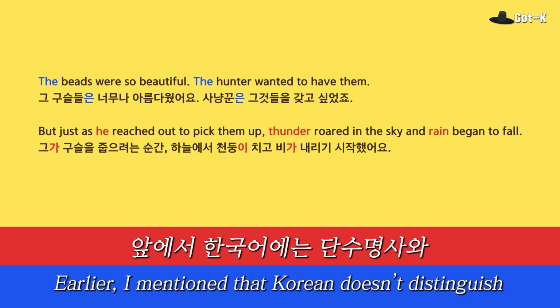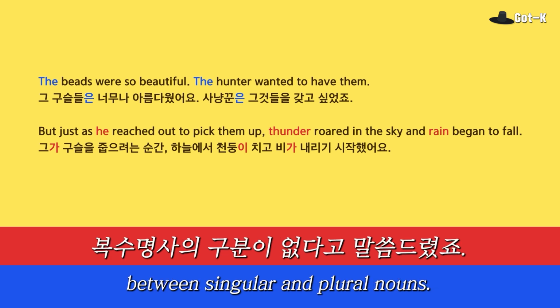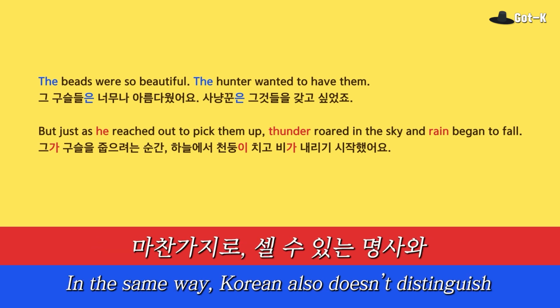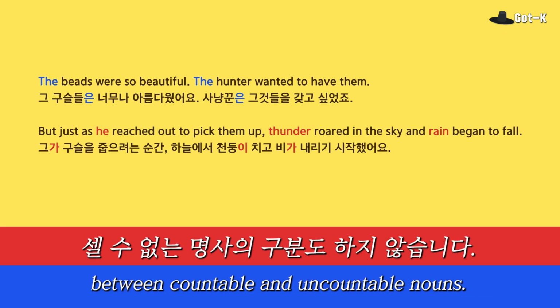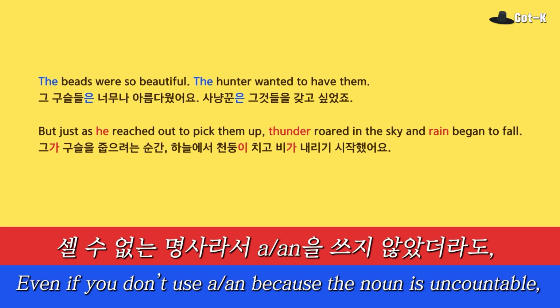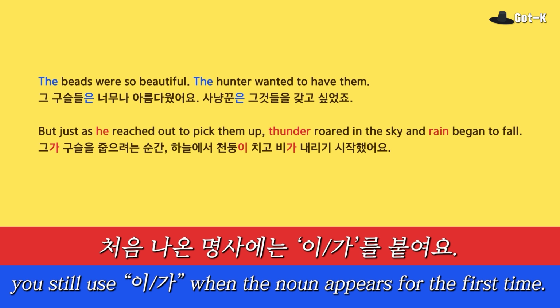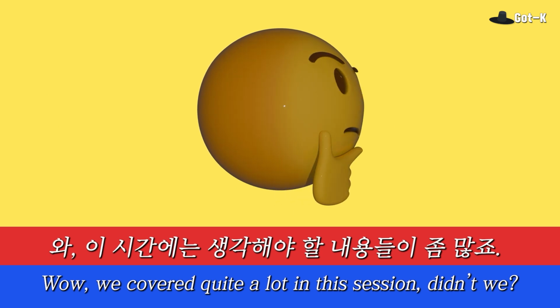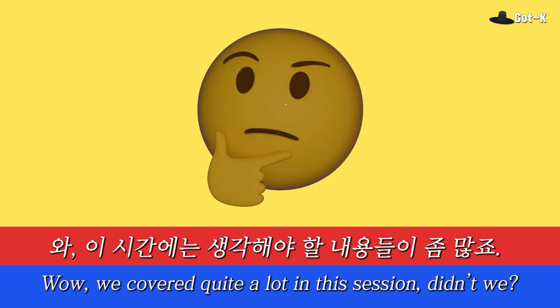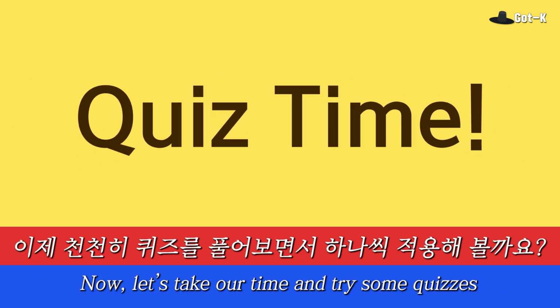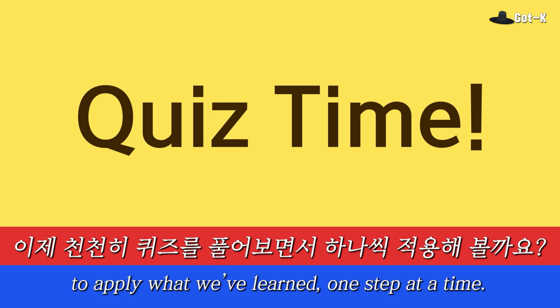Earlier, I mentioned that Korean doesn't distinguish between singular and plural nouns. In the same way, Korean also doesn't distinguish between countable and uncountable nouns. Even if you don't use a, an, because the noun is uncountable, you still use ika when the noun appears for the first time. Wow, we covered quite a lot in this session, didn't we? Now, let's take our time and try some quizzes to apply what we've learned, one step at a time.